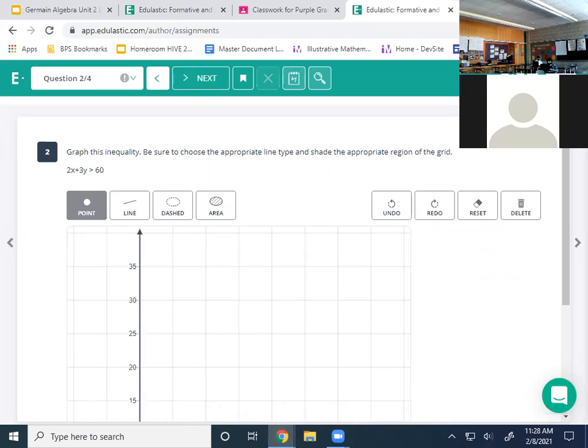Okay. Now let's take a look at the second one here. 2x plus 3y is greater than 60. This guy's a little bit different. If I want to plot this guy, what do I have to do? How did you guys plot it? There were 2 ways that you could plot this. One of them is going to be a little bit easier. What are we thinking?